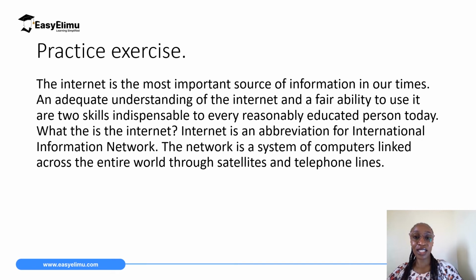And lastly, the clincher sentence concludes this paragraph by saying, because it has said that the internet is an abbreviation of International Information Network, the clincher sentence then tells us what network is or what it looks like. It is a system of computers linked across the entire world through satellites and telephone lines. So can you conclusively say that this paragraph makes grammatical sense and has a topic sentence, has the supporting sentences, and has a clincher sentence?